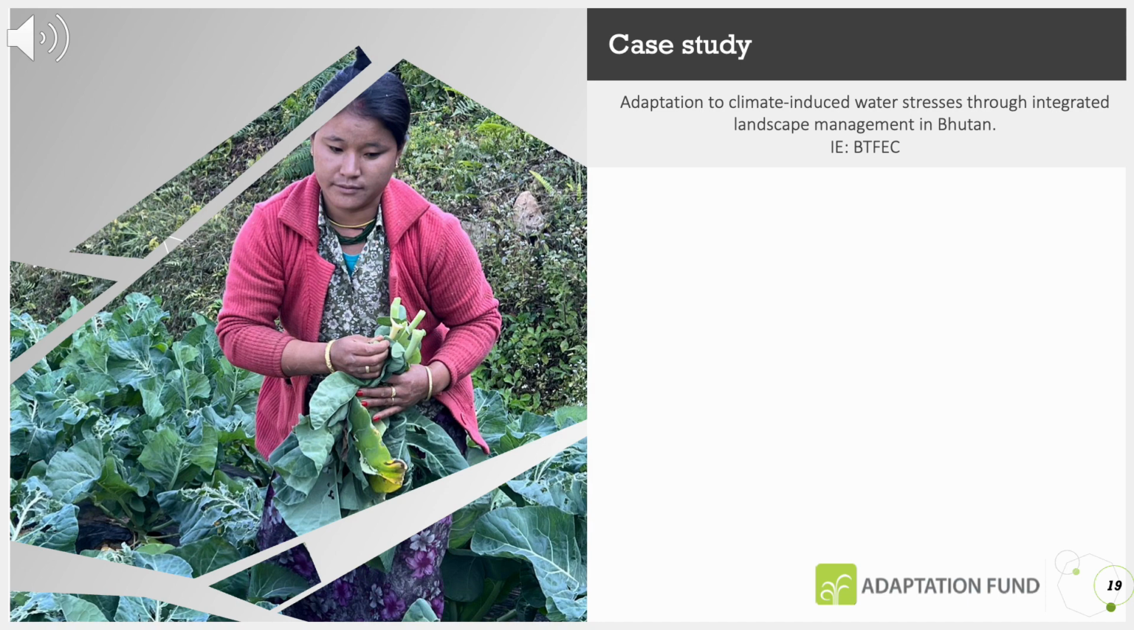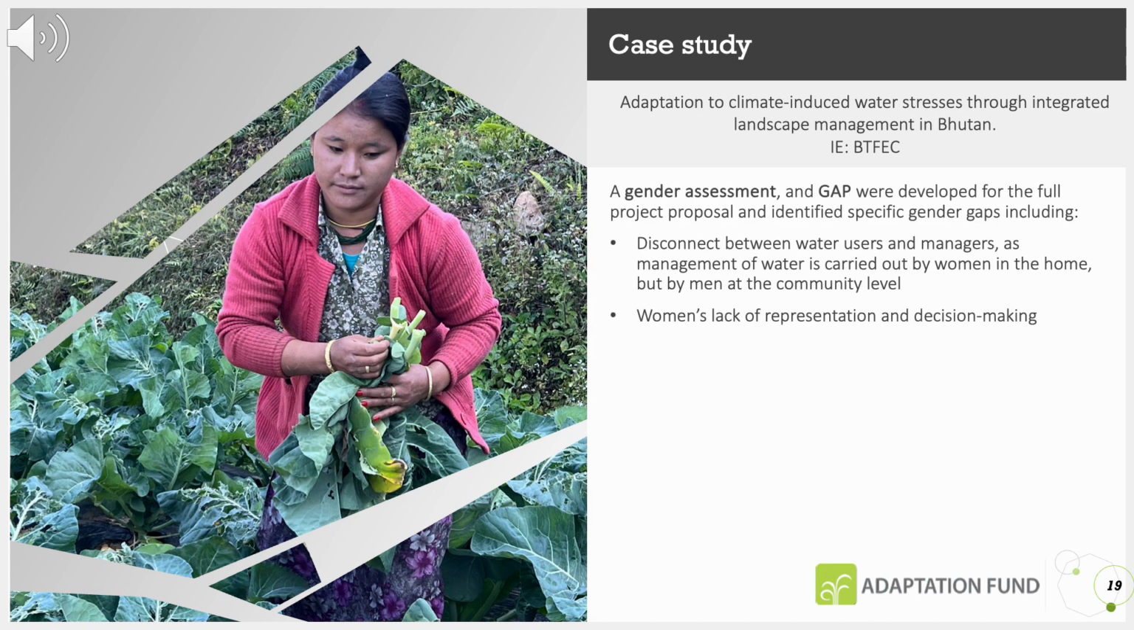Here is an example of gender mainstreaming at the project proposal stage. Adaptation to climate-induced water stresses through integrated landscape management by the implementing entity, the Bhutan Trust Fund for Environmental Conservation. A gender assessment and gender action plan were developed for the full project proposal and identified specific gender gaps, including a disconnect between water users and managers, as management of local water is carried out by women in the home, but by men at the community level, and women's lack of representation and decision-making.